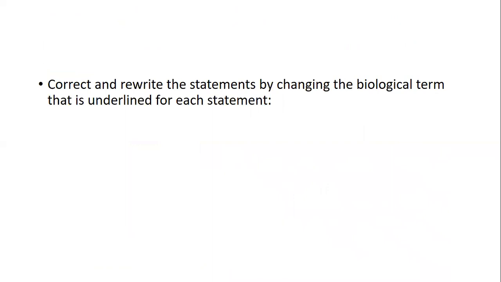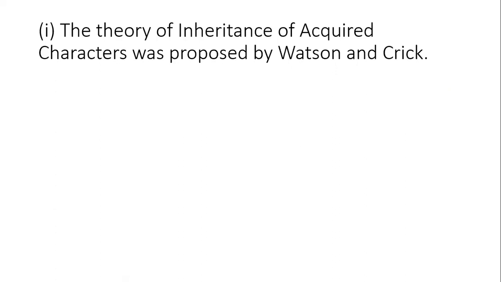Correct and rewrite the statement by changing the biological term that is underlined, for each statement. Now the question is: the theory of inheritance of acquired characteristics was proposed by Watson and Crick. Here Watson and Crick is underlined, though you cannot see the line here. So you have to write the entire answer: the theory of inheritance of acquired characters was proposed by Jean-Baptiste Lamarck.